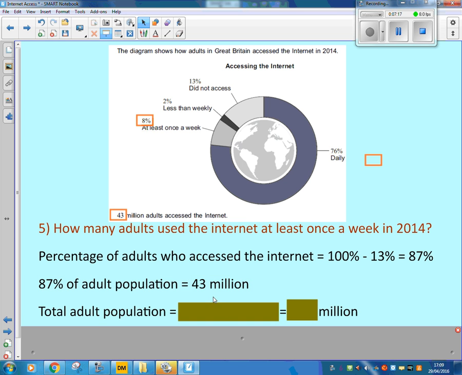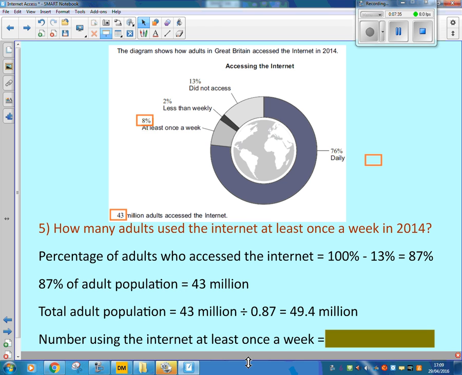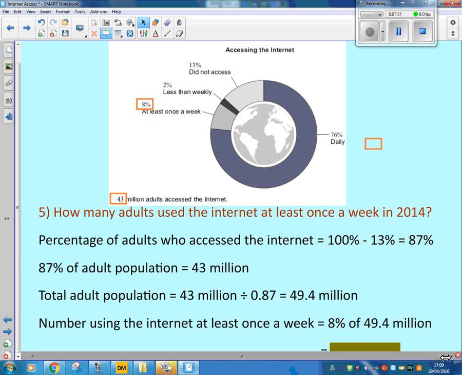So the total adult population, well, I need to divide that 43 million by 87%, but I want to turn that into a decimal, so 87% is 0.87, so I divide 43 million by 0.87, and notice the figure's going to increase, it comes to 49.4 million. Now, the number using the internet at least once a week is not 8% of the 43 million, it's 8% of this figure here. So it's 8% of 49.4 million, and that is equal to 3.95 million.